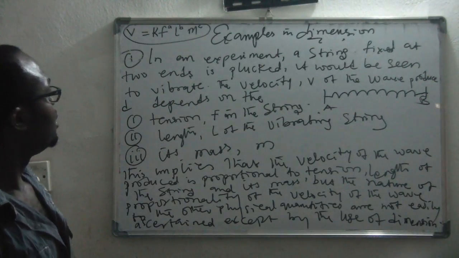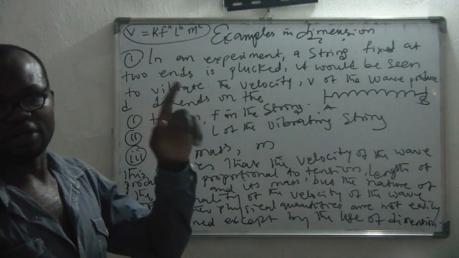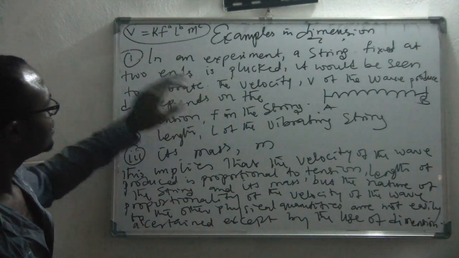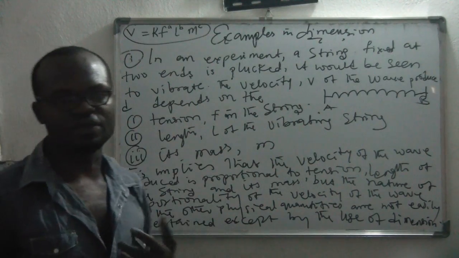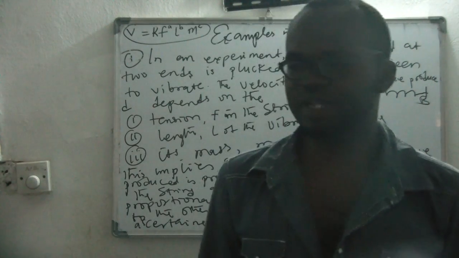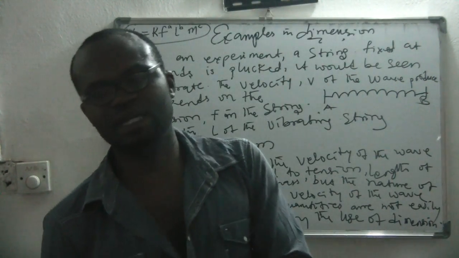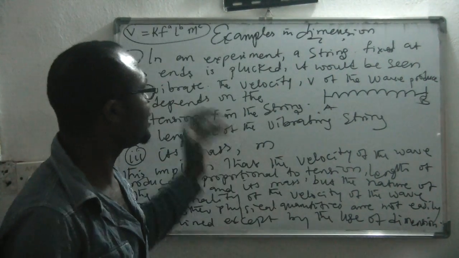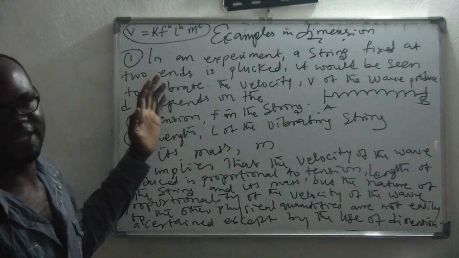Welcome back. We're going to be looking at an example in dimension. We want to learn how to apply dimension in deriving the formulas of a given physical quantity in physics. Is that clear? So let's take, for instance, an experiment.